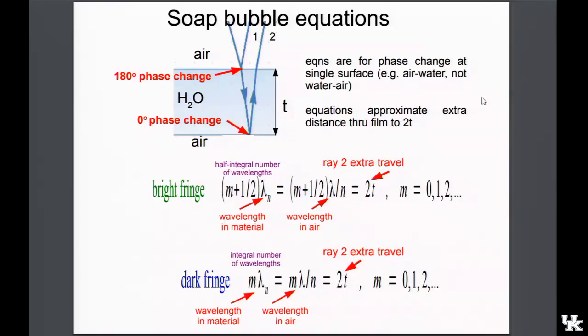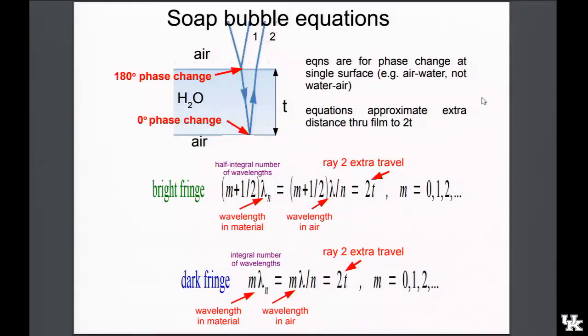Or you can alternatively write that as the wavelength of the light in empty space divided by the refractive index. So lambda n and lambda over n are the same wavelengths. They're just a different notation. Either I can say it's the wavelength in the water, or I can say it's the wavelength in empty space divided by the refractive index of the water.